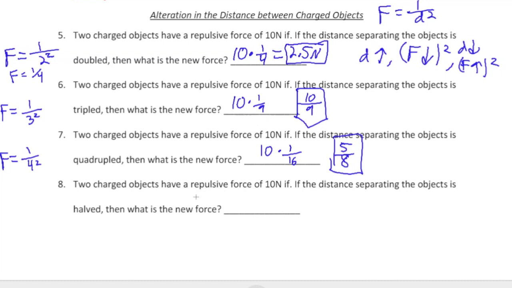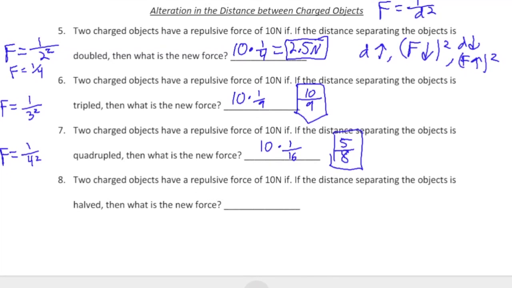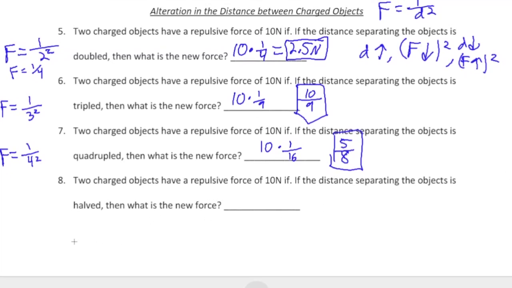Now we have a different type of problem where instead of this time our distance getting bigger, it's going to get smaller. Two charged objects have a repulsive force of 10 newtons. If the distance separating the objects is halved, then what is the new force? So F is equal to 1 over, and we said distance squared, but distance is halved. So it's really 0.5 and it's squared. So this is the part that I recommend some of you use your calculator for, because 1 over 0.5 squared is 4, meaning that our force is going to be 4 times as big.